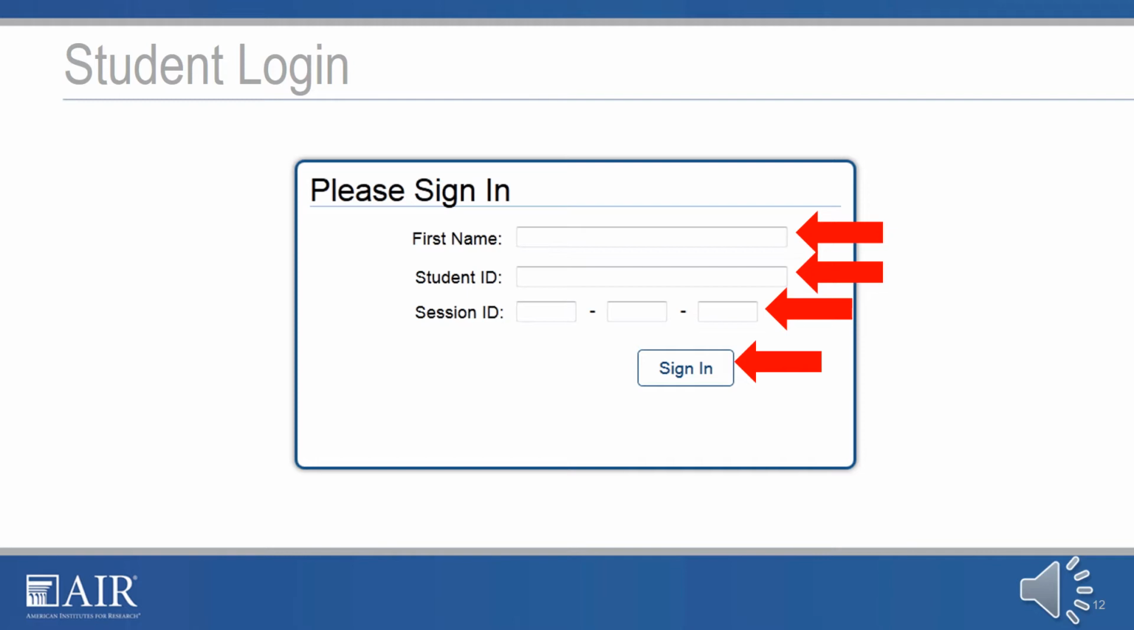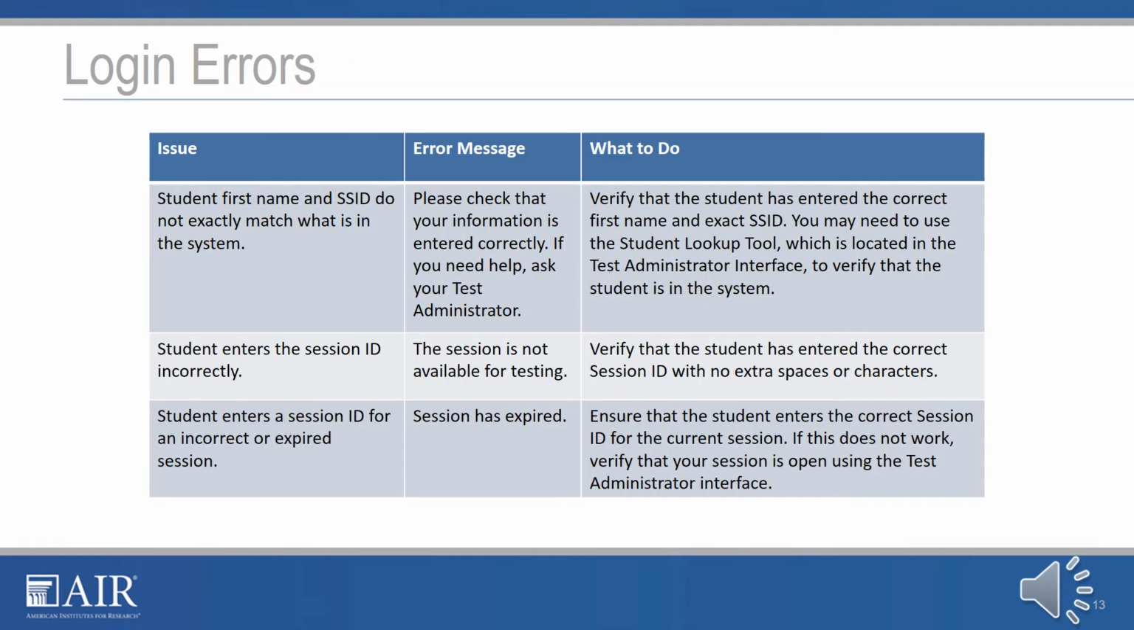The session ID is generated when the test administrator creates the test session. It needs to be given to students by the test administrator when it is time for them to log into the test. Session IDs should not be generated more than 20 minutes before students are ready to log in. If a student is having difficulty logging in, an error message and code will display on the login screen. The most common errors occur when the student's first name and SSID do not match what is in the system, and when SSIDs are entered incorrectly.